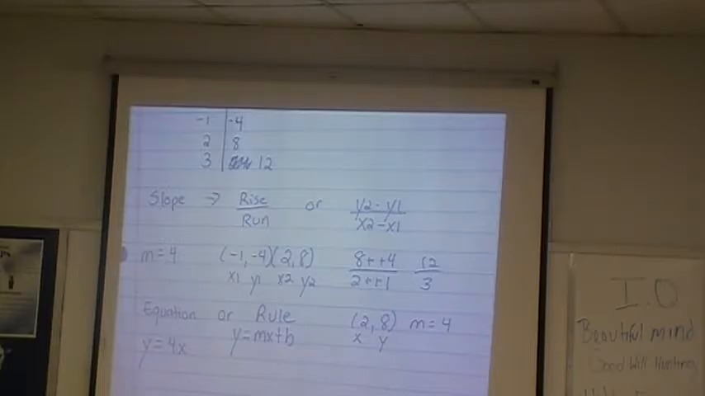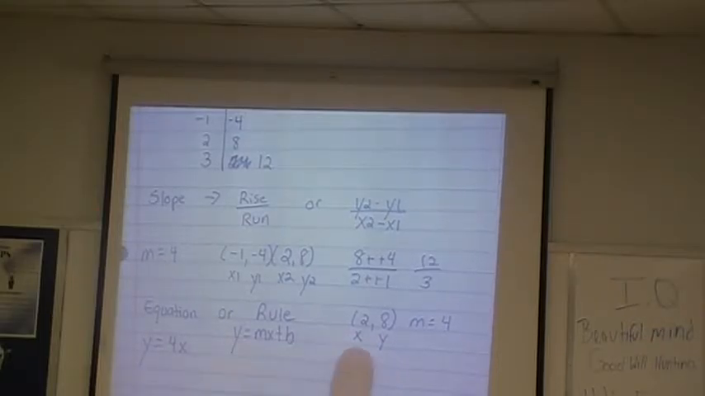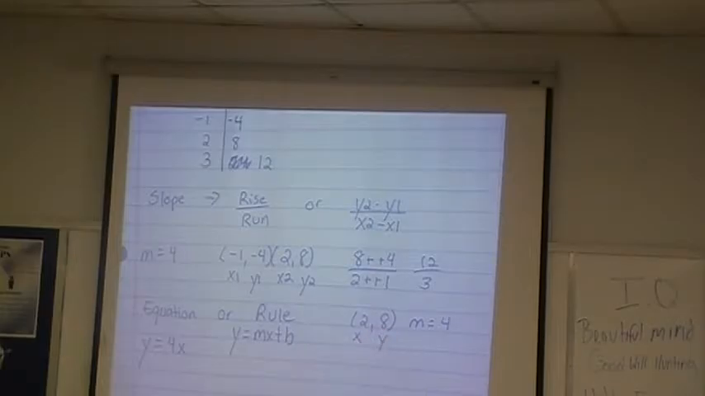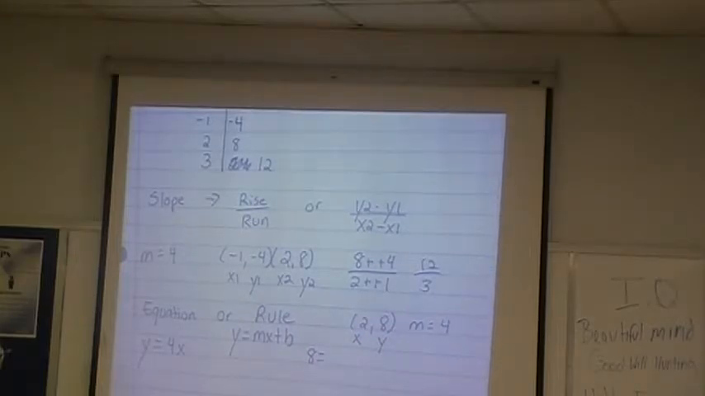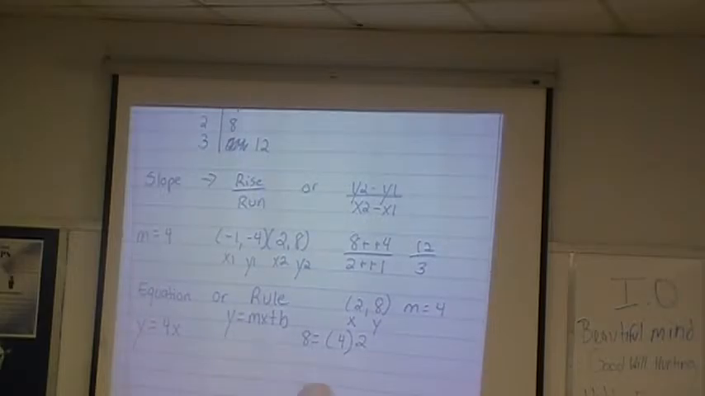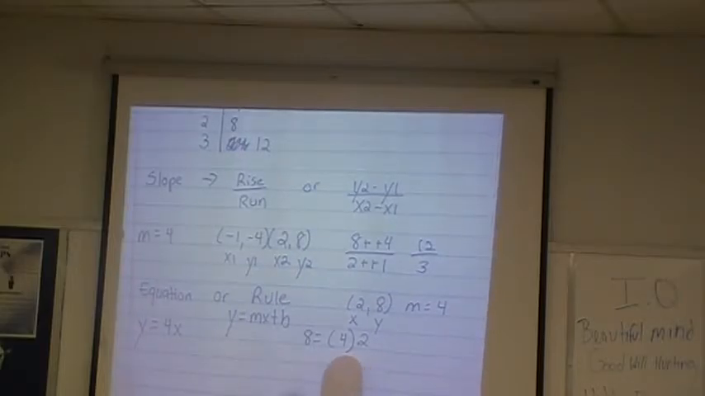But I'm looking for that b, and all I'm going to do is plug in my numbers where letters were. It starts out with y. Well, I look over here, y is 8. Equals, the next letter is m, that's 4. And then x is 2. Now once I plug in my stuff, what do I do? What do I do first over here? No, divide. Multiply. 4 times 2 is 8.